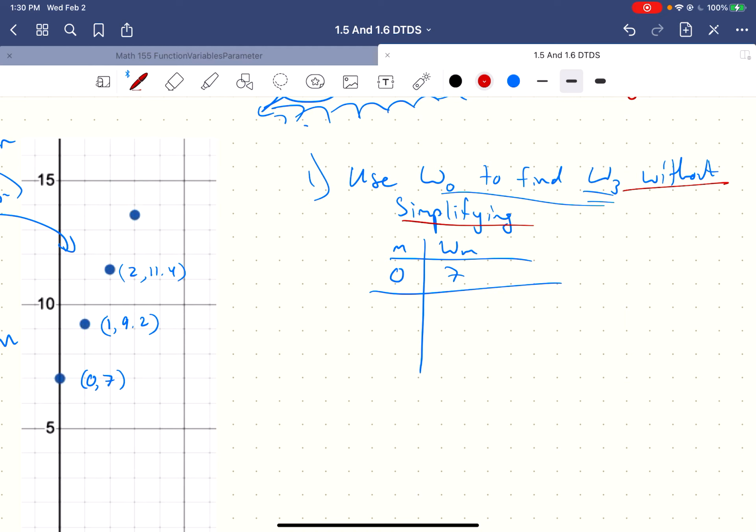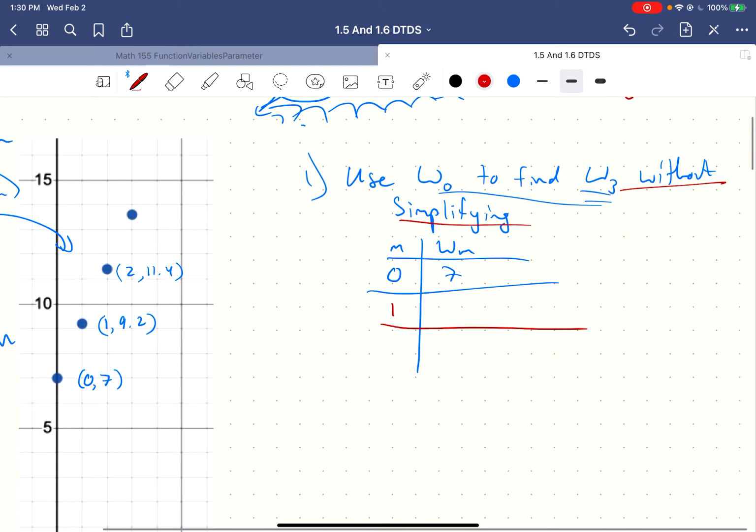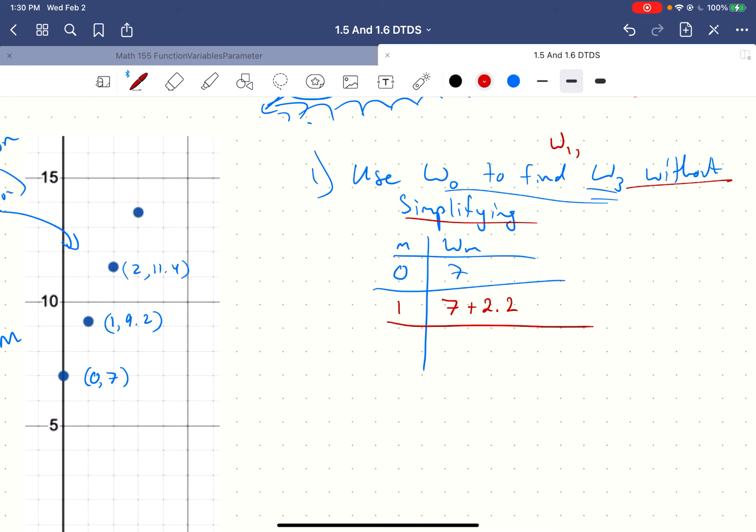All right, now, I say without simplifying. And what I mean is, in month 1, the child's weight is 7 plus 2.2. So I'm not going to write 9.2. I'm going to write the way I would find that weight. In fact, here, let me add, we're going to find the weight at month 1, the weight at month 2, and the weight at month 3, using my beginning weight and without simplifying.